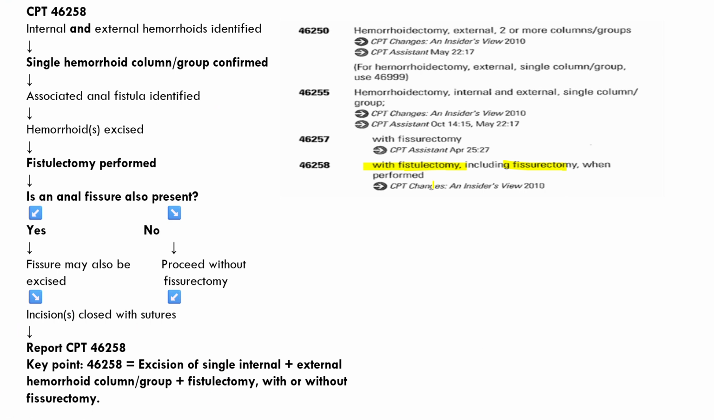So here he is doing both internal and external hemorrhoids, confirmed single hemorrhoid column. And the anal fistula he will identify, so he will perform fistulectomy. If an anal fissure is present, he will excise that also. In that case you need to report 46258. So here he is removing the fistula along with the fissurectomy if there is any tear.